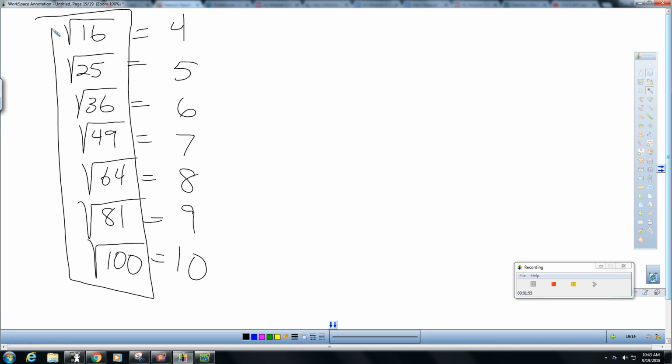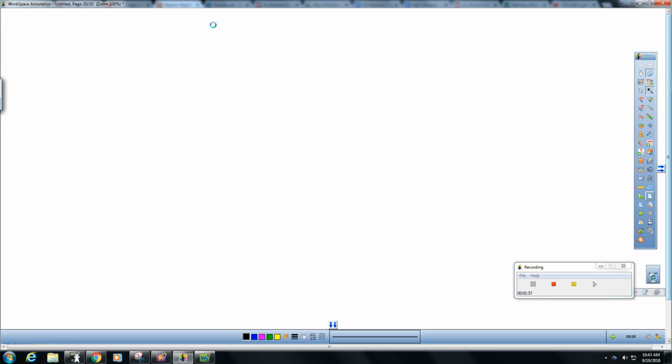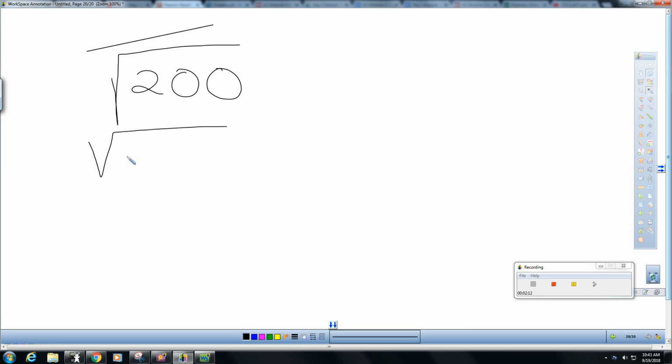So if you come across a problem like this, not one of the numbers we just mentioned, right? Would you consider 200 to be 100 times 2? Are either one of these numbers on our list? Yes. What's the square root of 100? It's 10. So our answer for this is 10 radical 2. Does that help?